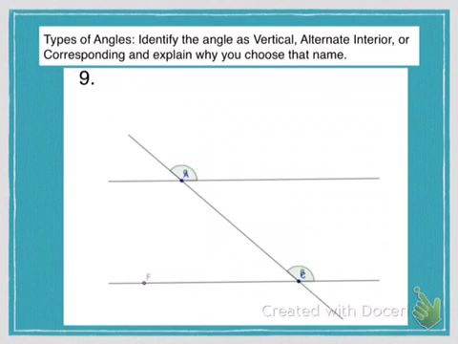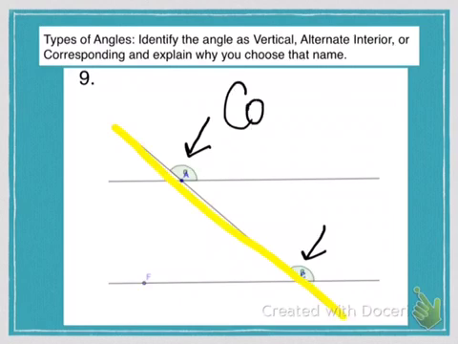Number 9, again, I want to identify my angles. So I'm looking at this angle with the green mark and this angle with the green mark. When I have parallel lines, I do it with my transversal. Notice they're not alternate because they're both to the right of the transversal. One's exterior and one's exterior, so that would make them corresponding angles.